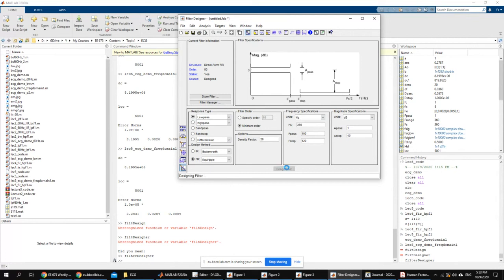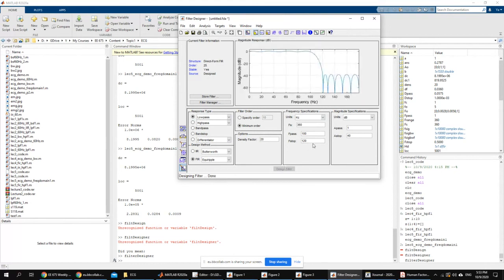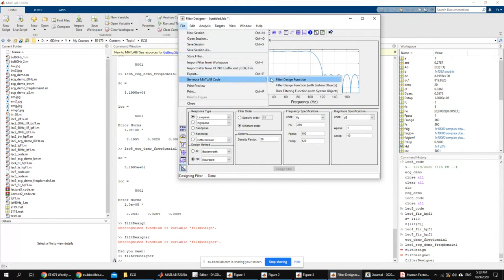Design. So it's a low-pass filter with a cutoff frequency of 100. As you see, the order is very modest. It's okay. It's nice. So let's generate the MATLAB code.